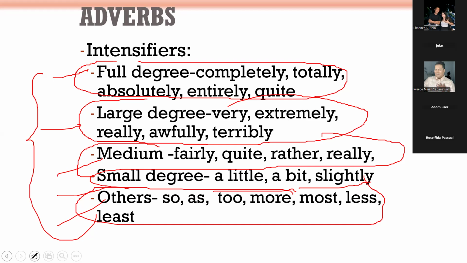Let me give you some more examples. I absolutely love pizza. That roller coaster was extremely scary. She's quite intelligent. I'm a bit tired. I'm too tired. He almost finished the race in first place. The soup was somewhat salty.